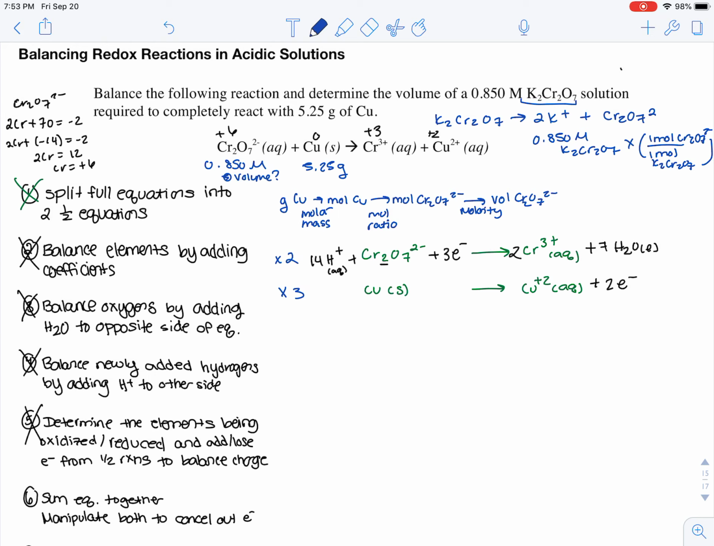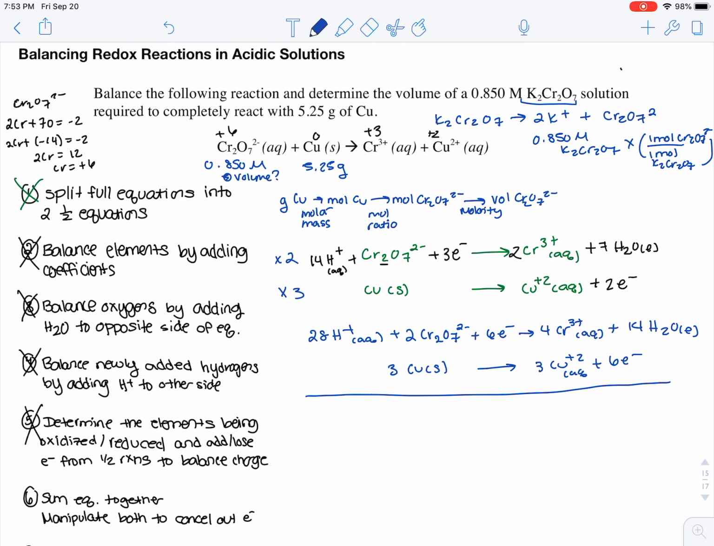2 times 14 is 28. So I have 28 hydrogens plus 2 chromiums plus 6 electrons, 4 chromium 3 plus ions, plus 14 water molecules. And then I have 3 copper solid and 3 copper ions, and then 6 electrons.